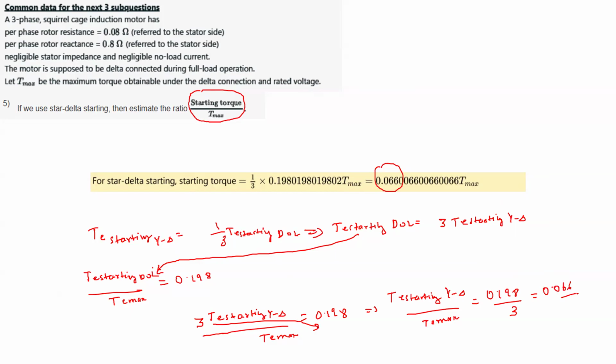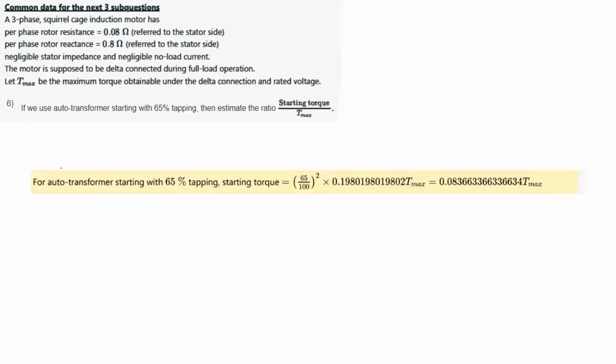So is this question clear? What all things we did? This is very simple though, but if there is any doubt, please ask. Is there any doubt here? Now they are saying that if you use the auto transformer starting with 65%.